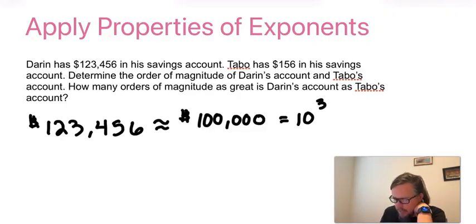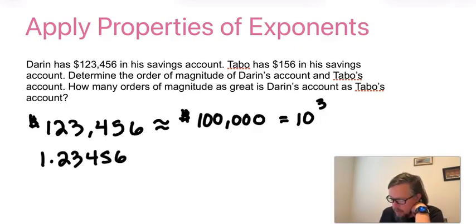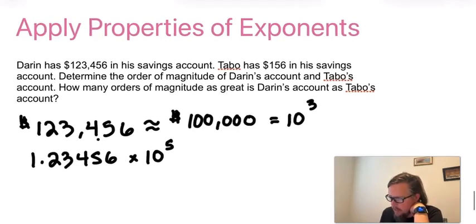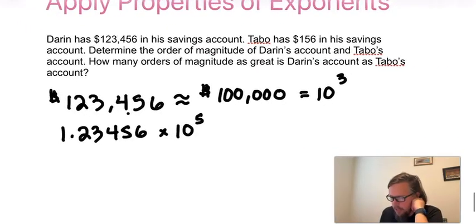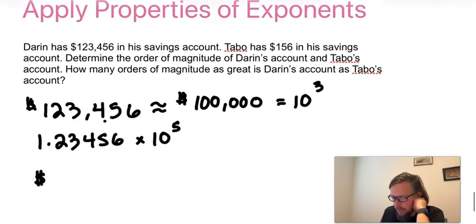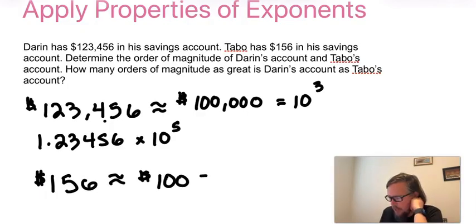If we wanted to, we could say that this is 1.2345 times 10 to the 1, 2, 3, 4, 5th power. We'll come back to that in a second. Tabo, on the other hand, my spirit animal, only has $156 in his account. This is about $100, which is 10 squared. I don't know why I wrote 3 here when I meant 5.